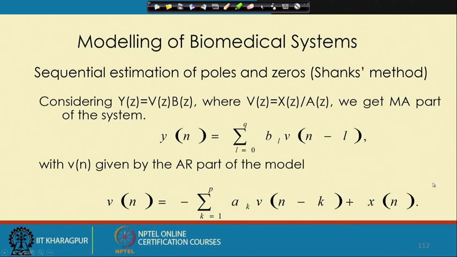So, if we separate these two parts, we can tell that Vn is the signal we get from the AR model, and using that Vn in the MA equation we can get the output Yn. Okay. So, we are actually dividing the two parts using this new variable Vn. That is the trick actually done. We could decouple the two things.